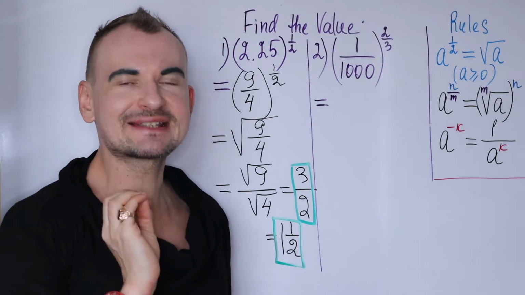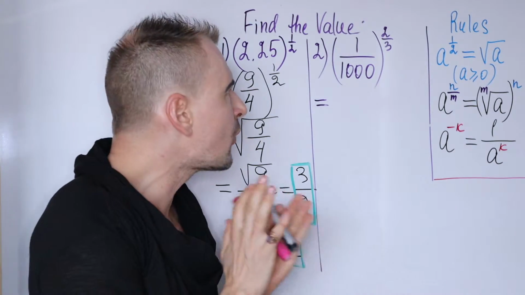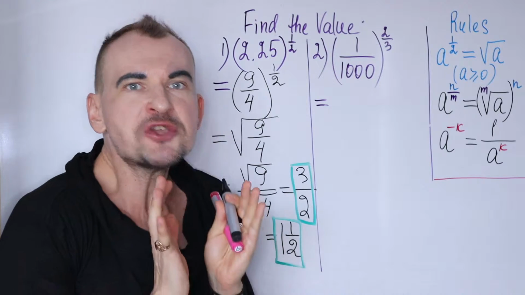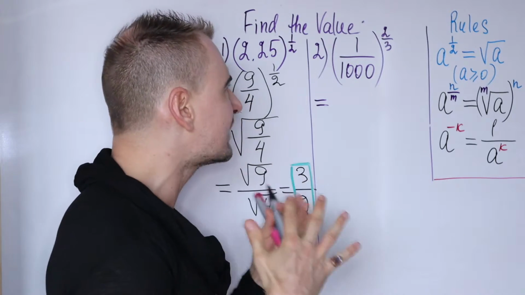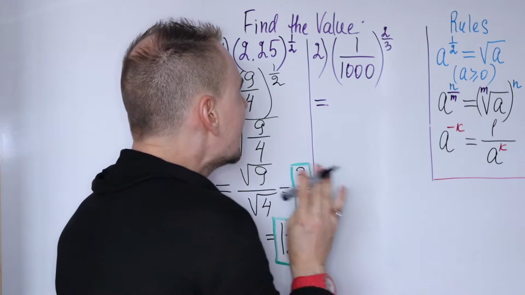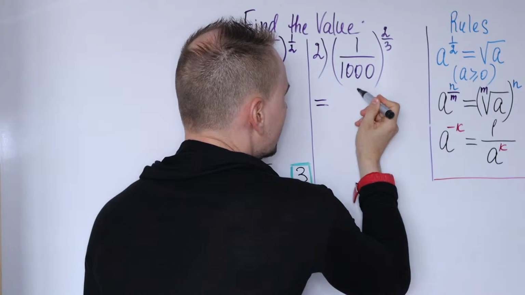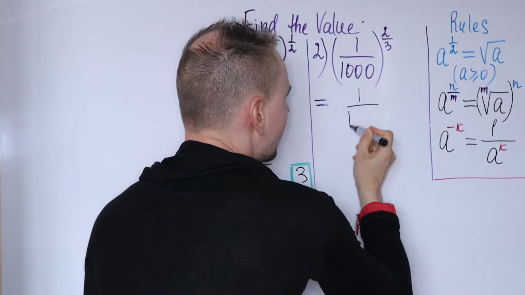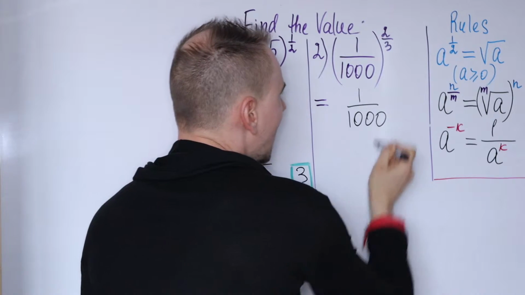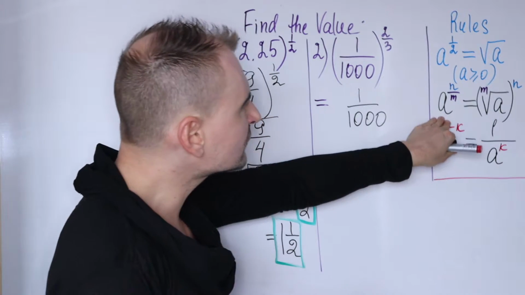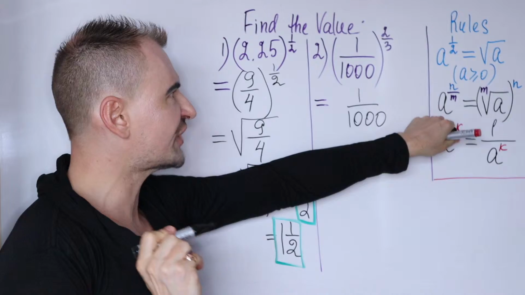Your base happens to be a fraction. No matter what base you are given, you still have to keep it. So your base is 1 over 1000. And now I'm going to apply this second rule.